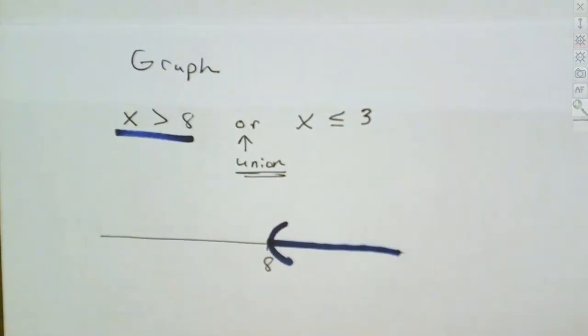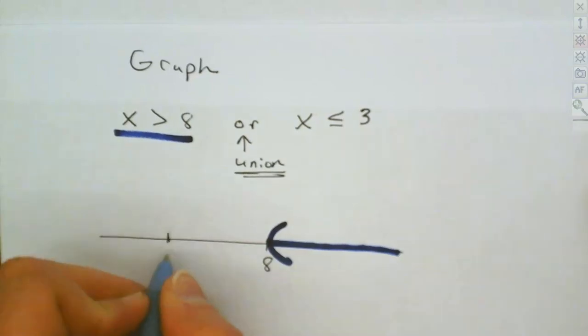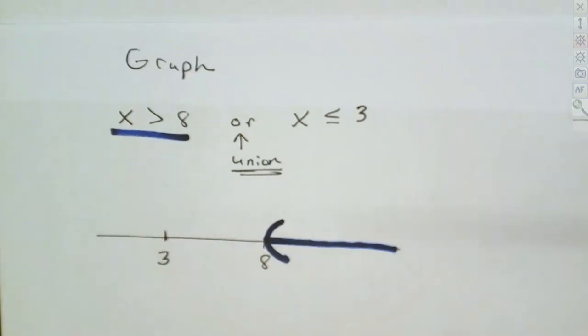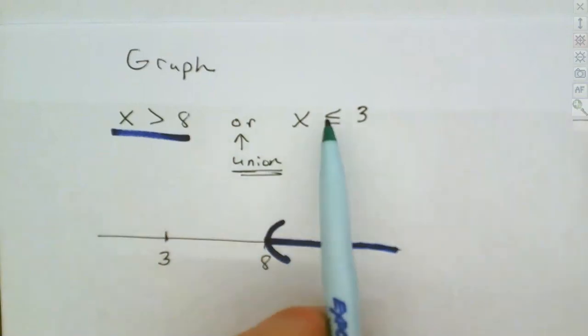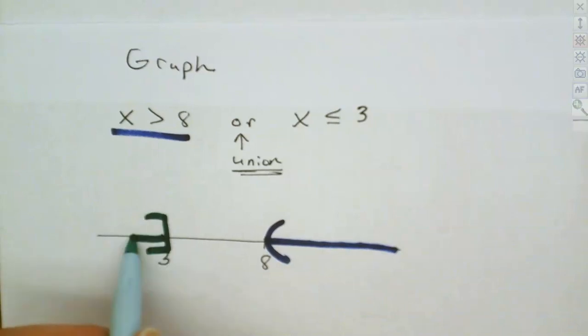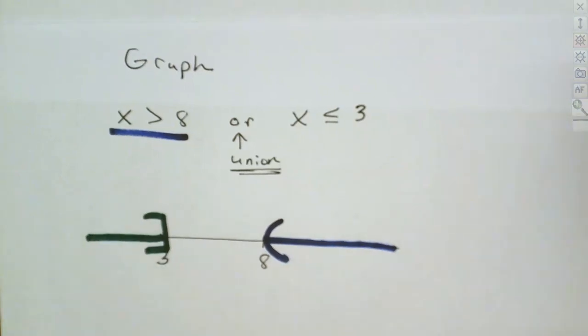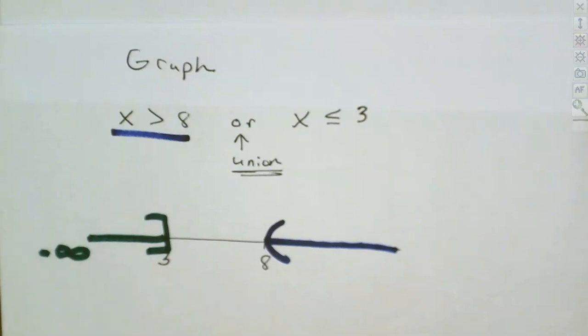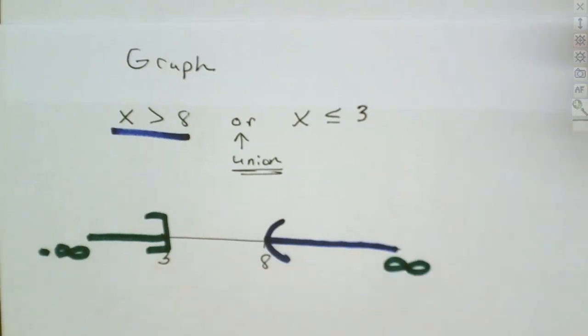What about the 3? Here's our 3 back here behind it. It gets what? Brackets or parentheses now. It's going to get square brackets. And which way is it pointing? It's pointing to the left, so we're going to shade to the left here. Now, this is negative infinity to the left, and this is positive infinity to the right.